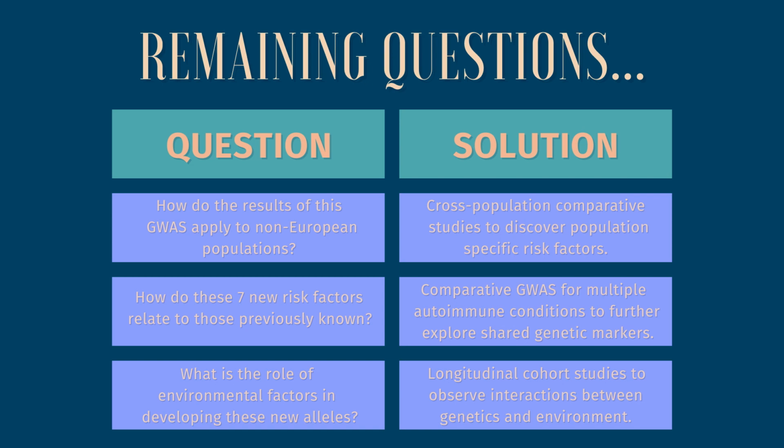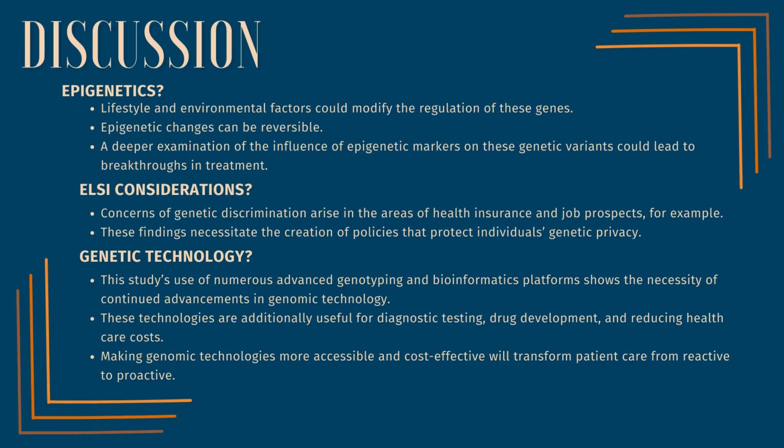The last question was, what was the role of environmental factors in developing these new alleles? If we look at longitudinal cohort studies, we can observe interactions between the genetics and environment, and we could find these answers. Here are some other topics to discuss when looking at our GWAS. Epigenetics. Lifestyle and environment factors could modify the regulation of these genes. Epigenetic changes can be reversible. A deeper examination of the influence of epigenetic markers on these genetic variants could lead to breakthroughs in treatment.